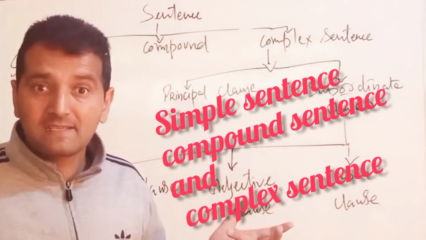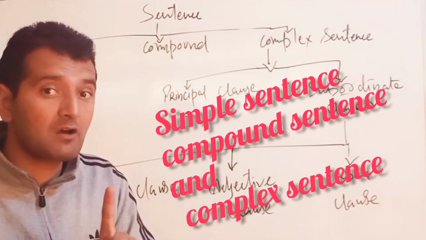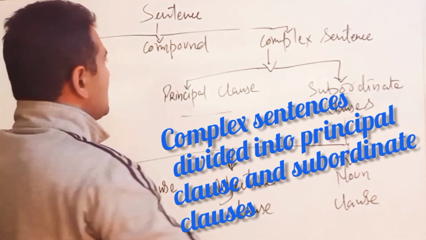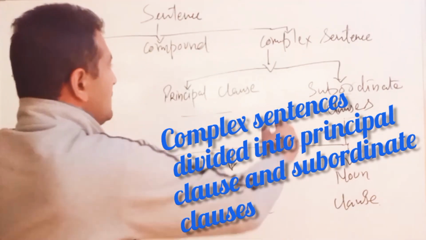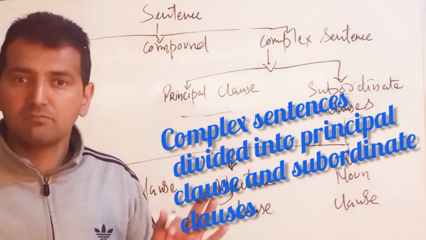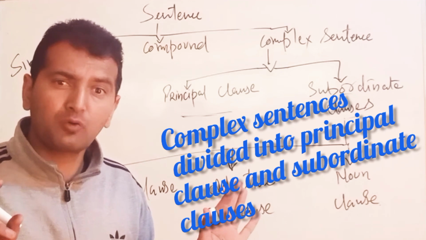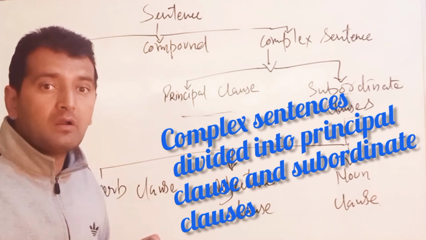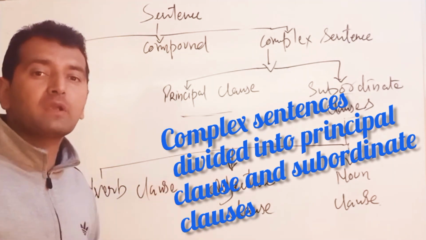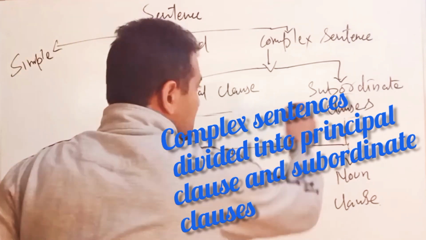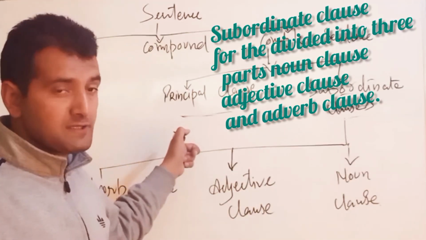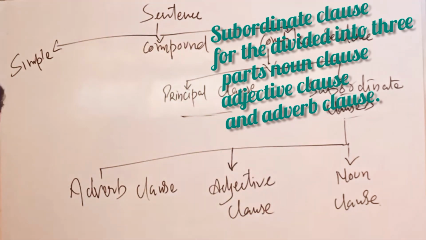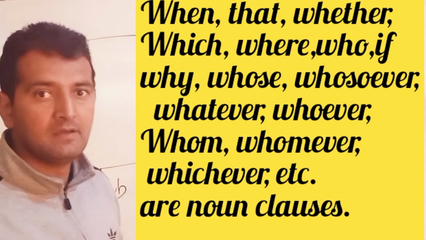Complex sentences are those in which we have only one principal clause and the rest of the sentence has to depend on the principal clause to give its complete sense. Complex sentences are divided into the principal clause and the subordinate clause. The principal clause gives one idea, almost the complete idea. It is able to give the meaning by its own, the full information of its statement. But the rest of the sentence has to depend on the principal clause. The subordinate clause has parts: noun clause, adjective clause and adverb clause.